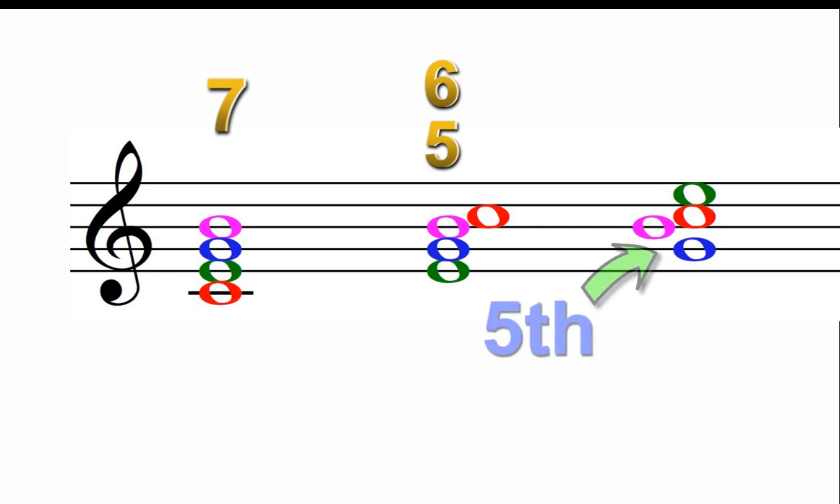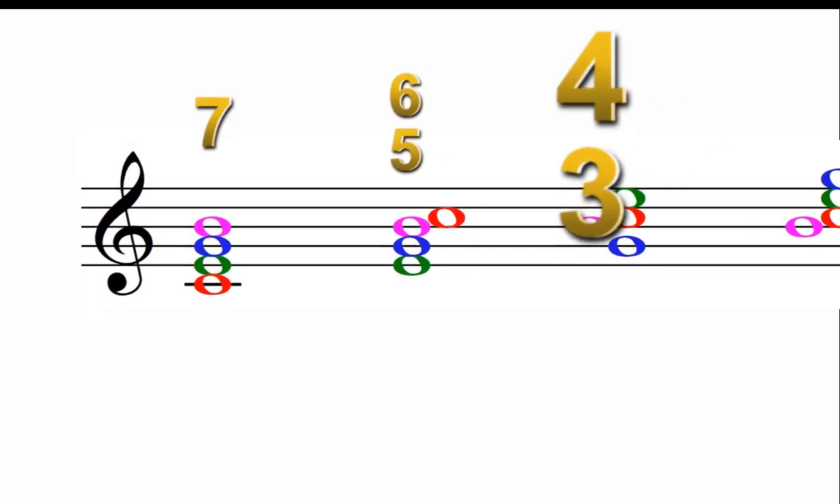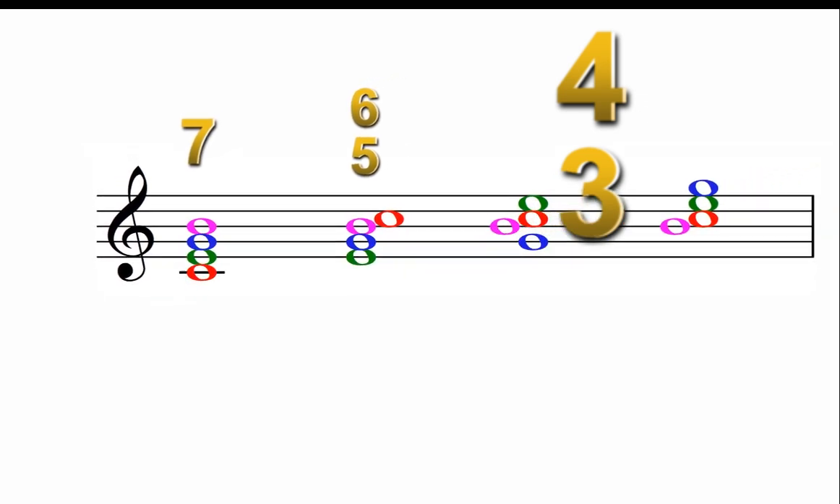A second inversion seventh chord will always have the 5th as the lowest voice, creating the intervals of a 6th, a 4th, and a 3rd above that note. But again, to keep things simple, we abbreviate. We call second inversion seventh chords 4/3 chords.